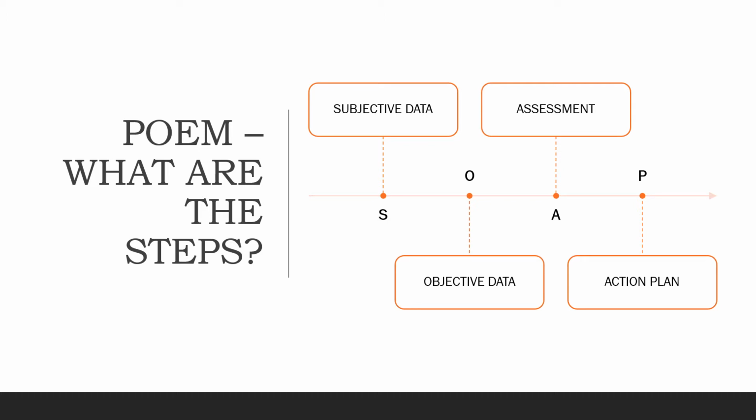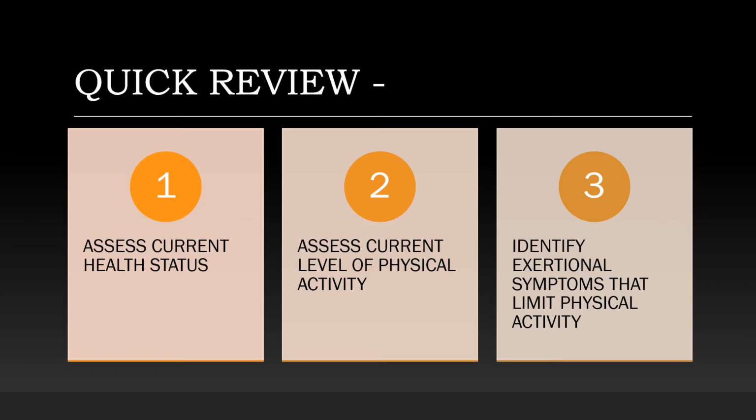Okay. The plan, the action plan, is going to be the steps to get an improvement in the problem. Getting the subjective information, you're assessing the current health, what kind of physical activity they're doing, and what kind of exertional symptoms are going to place a limit on a person's ability to participate in exercise.